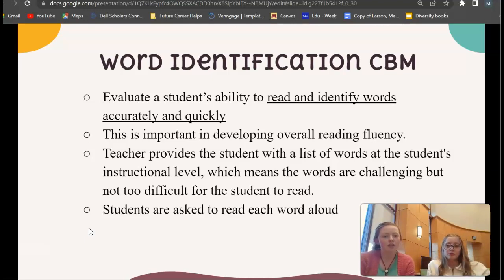For the CBM, the teacher will provide the student with a list of words at the student's instructional level, which means that the words are challenging but not so difficult that the student is frustrated and will stop reading. Students will be asked to read each word out loud, and they will be scored on how many words they can get correct in 1 minute.